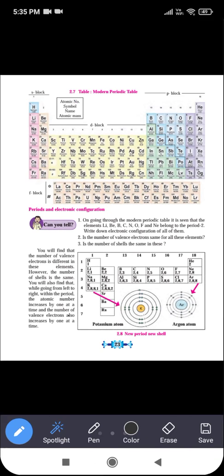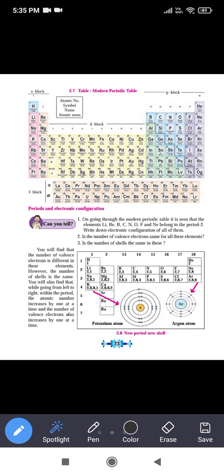Okay, now observe carefully. As we move from left to right in a period, the number of electrons in the valence shell increases by 1. Here, lithium has 1 electron in the valence shell, beryllium has 2 electrons, boron 3 electrons, carbon 4 electrons. In this way the number of electrons increases by 1, but the number of shells remains the same.